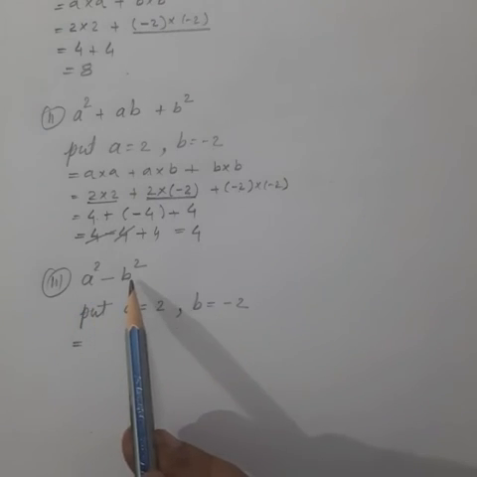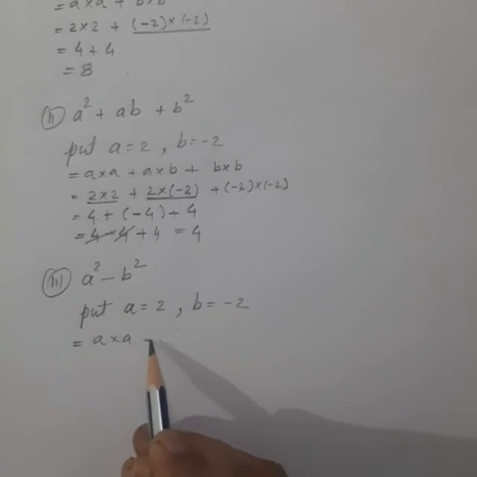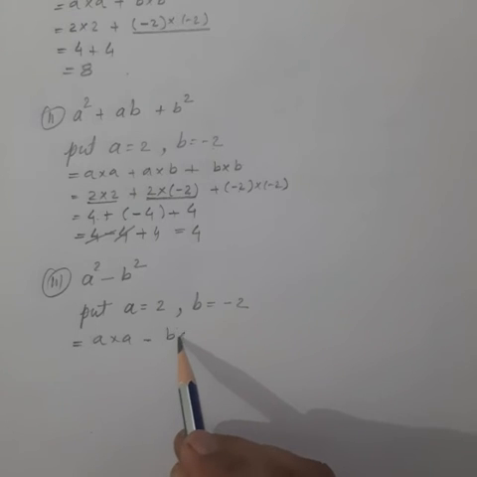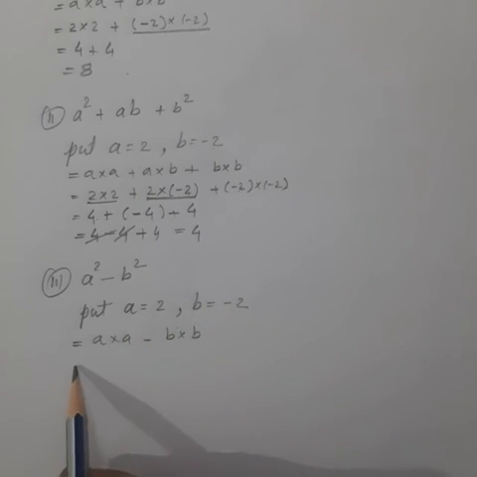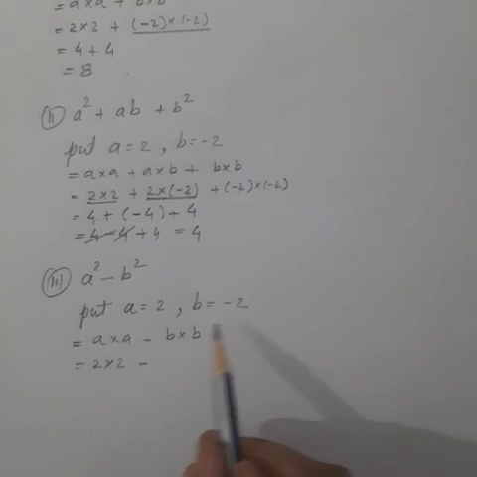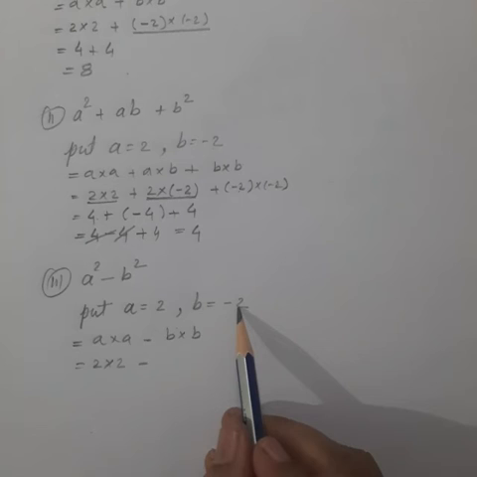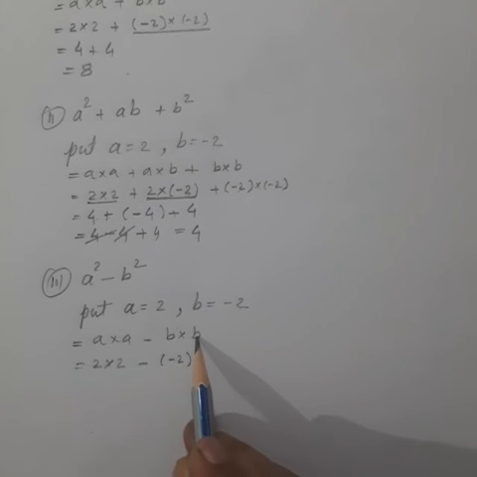Third, a square minus b square. A square means a into a minus b square means b into b. Now at the place of a put 2. 2 into 2 minus. At the place of b put minus 2. It is negative value. So keep it in bracket. At the place of b minus 2 into. Again at the place of b minus 2.